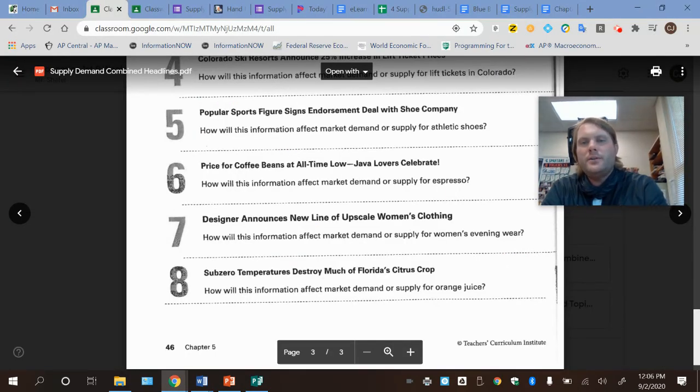Coffee beans go into espresso. Now that I tell you that, you know that it's an input of production. That should be an increase in supply. Test questions for points will be significantly more clear when there are inputs or complements or substitutes, whatever the case might be. You don't have to guess. Number 7 is an increase in supply. That is a new producer of clothing. And number 8, we've got a natural disaster that's going to decrease our supply for orange juice.